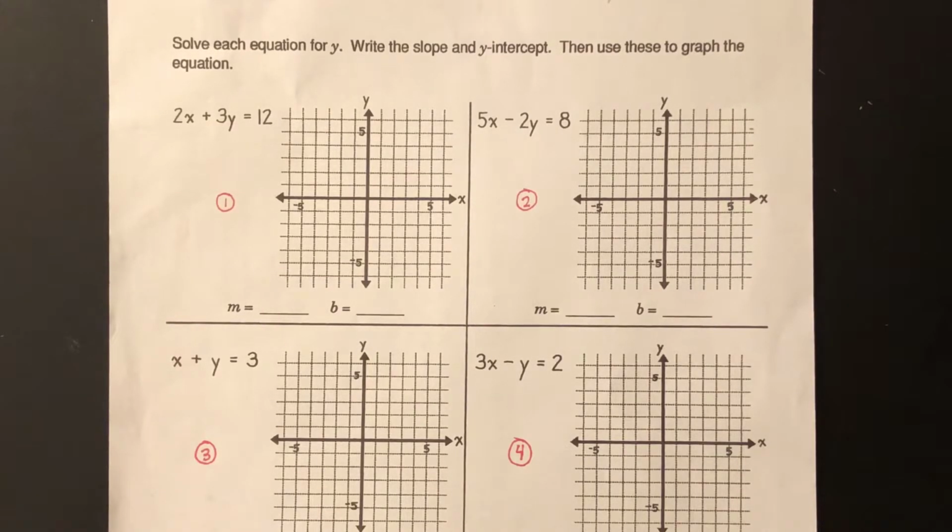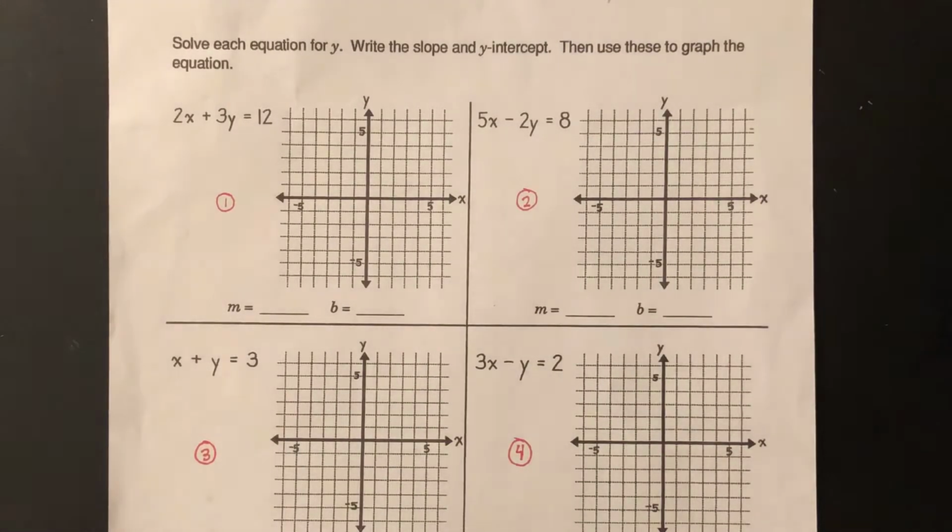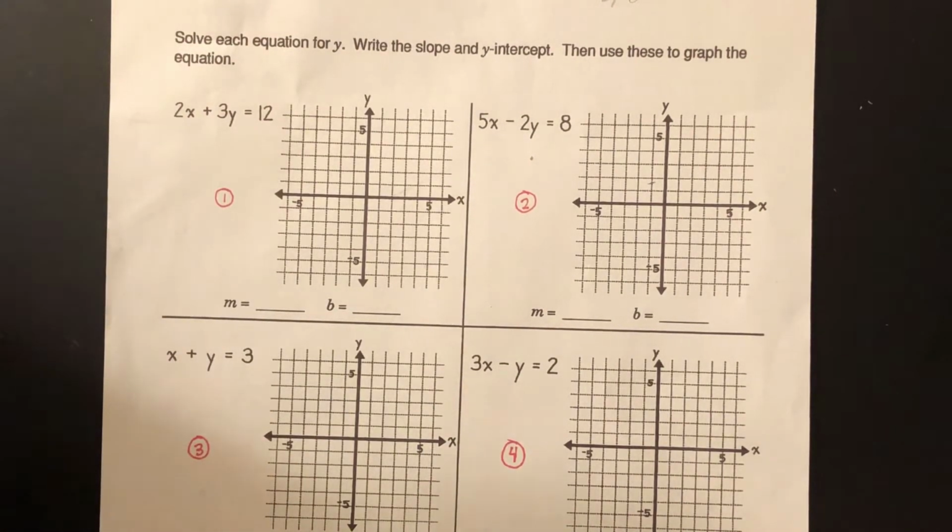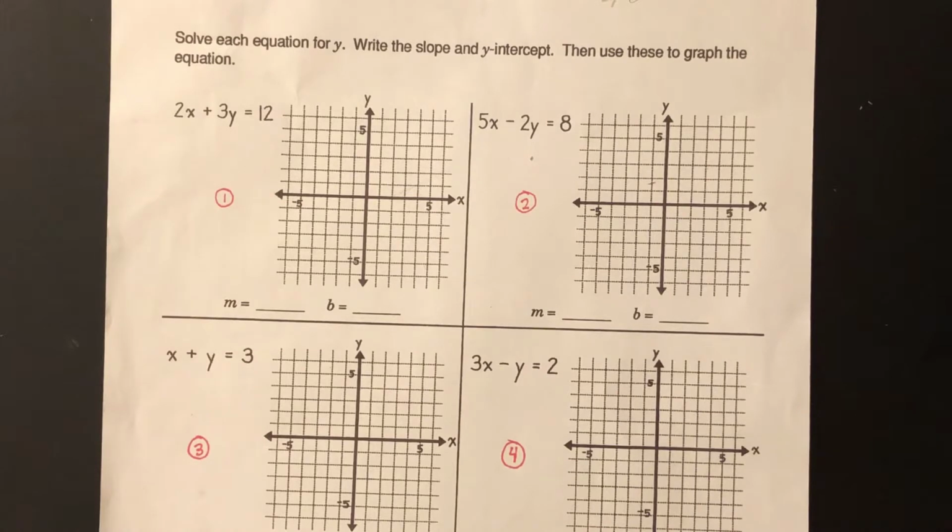Page 27 is a biggie. I'm going to do a little bit of just about all of these with you because the most challenging part is rewriting the equation and writing it into slope-intercept form. So I'm going to take you through the steps.